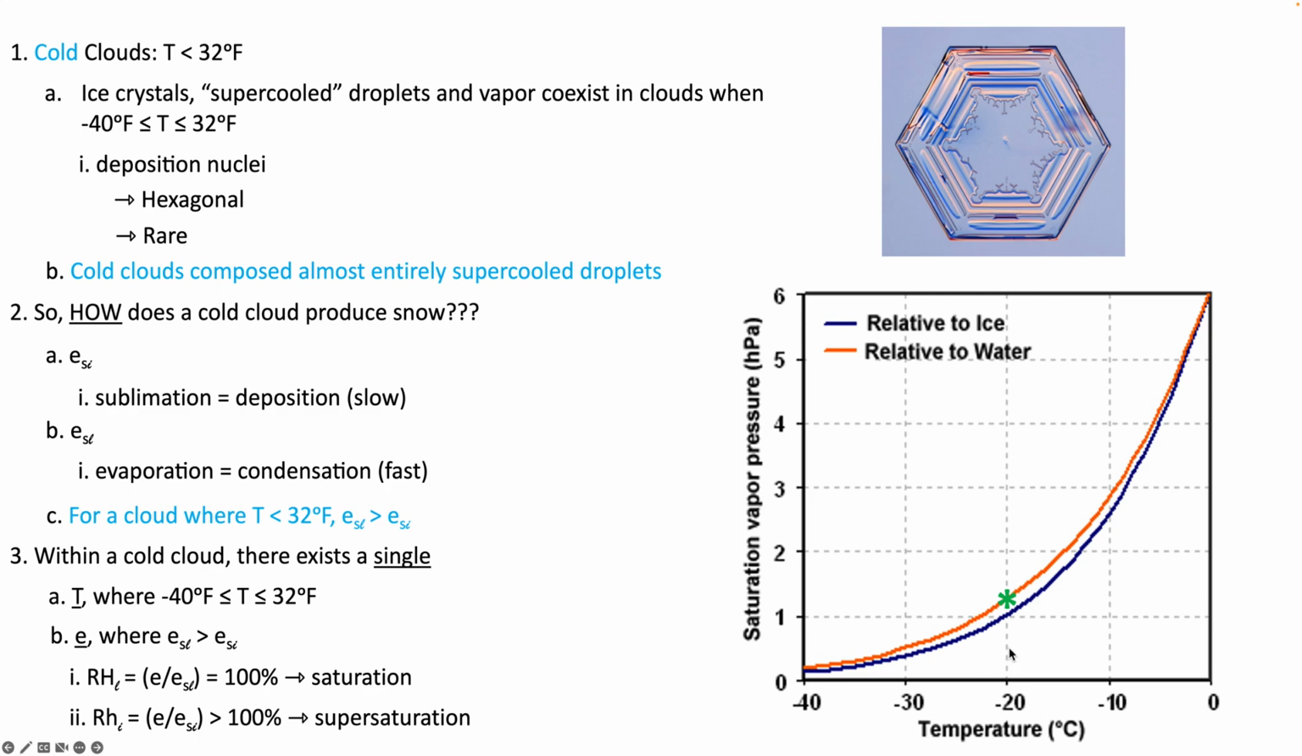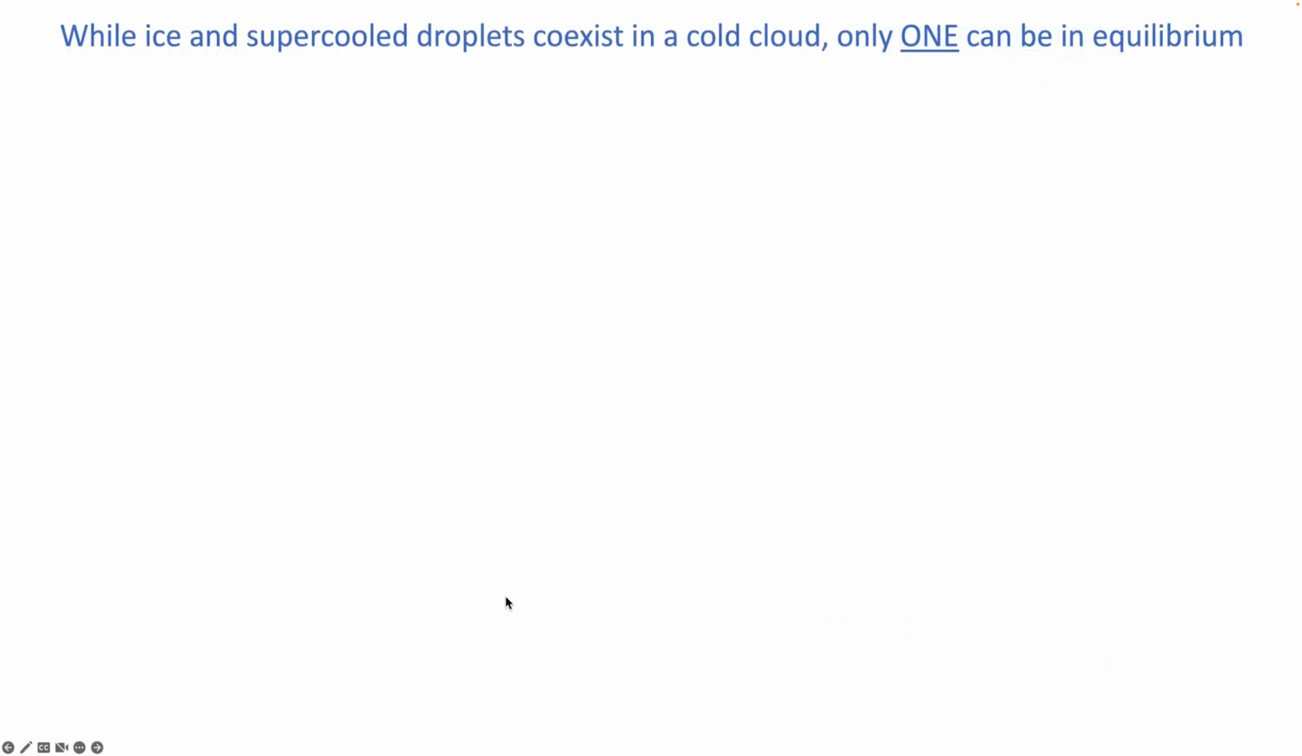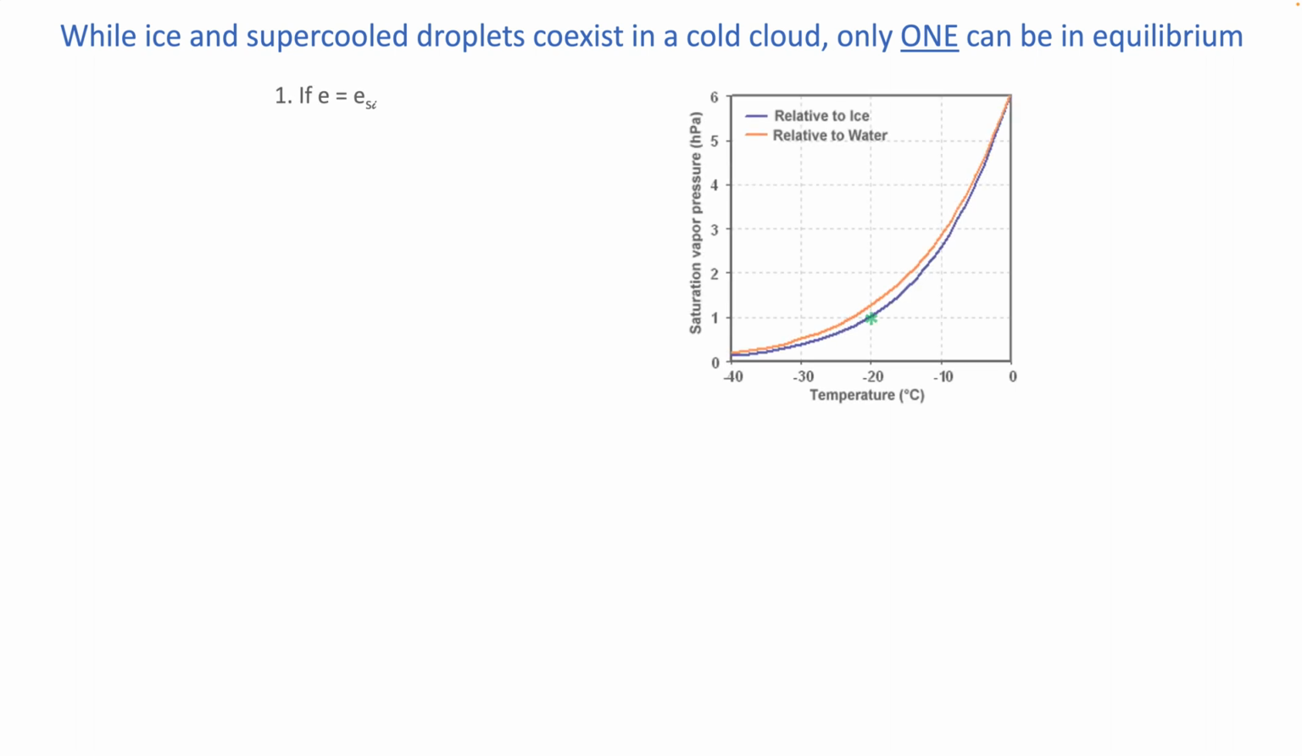So given one temperature less than 0 degrees Celsius, the air can be in equilibrium only around a droplet or an ice crystal, but not both. Not both. And in this case, what we see is the air is in equilibrium around the droplets, so the rates of evaporation and condensation are equal, but we have a supersaturation with the same characteristics around our ice crystals. So while ice and supercooled water can coexist in the cloud, only one of them can be in equilibrium given a single temperature and vapor pressure.